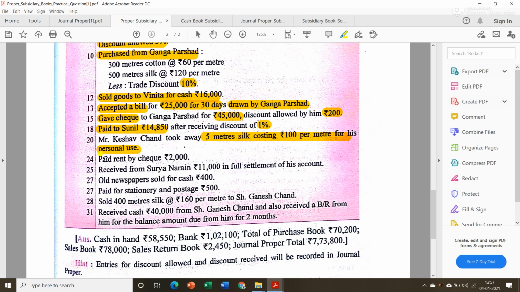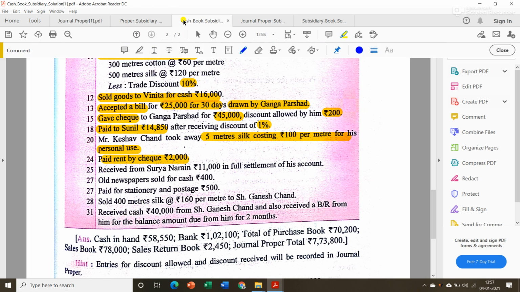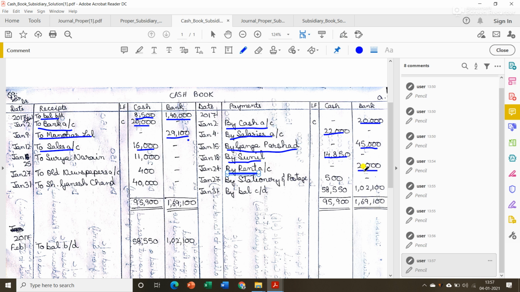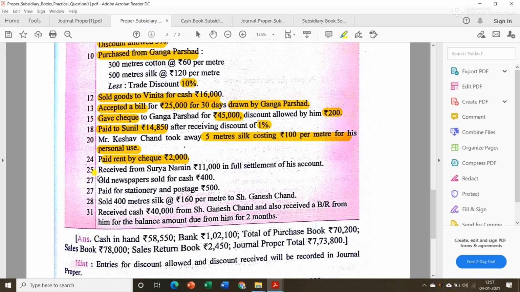Then next transaction we have paid rent by check. So this transaction will be recorded in cash book by rent. Since we paid by check, so we will write 2,000 in bank column. Then next we have received from Surya Narayan 11,000 in full settlement of his account.